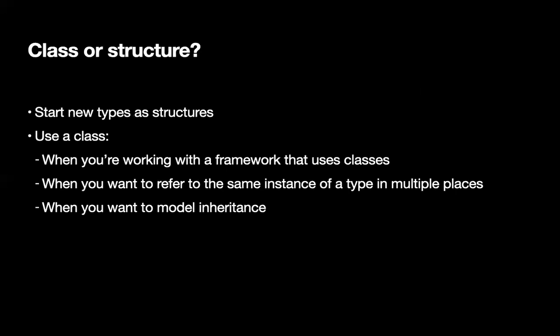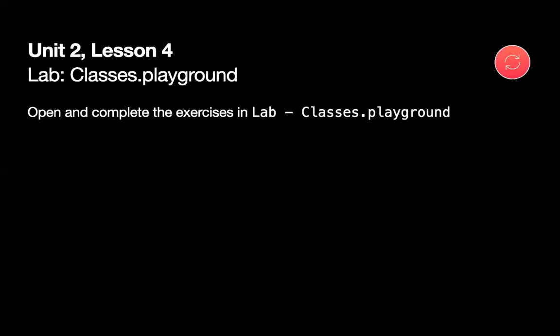So the question comes, when to use a class and when to use a structure? The answer is to start new types as a structure, and you can use a class when you are working with a framework that uses classes, when you want to refer to some instance of the type in multiple places, and when you want to have model inheritance. So here we will end the classes topic, classes and inheritance.